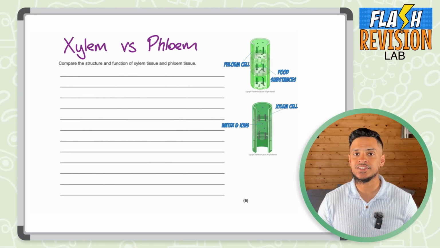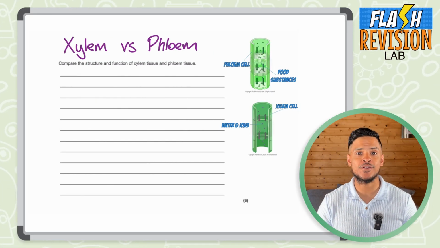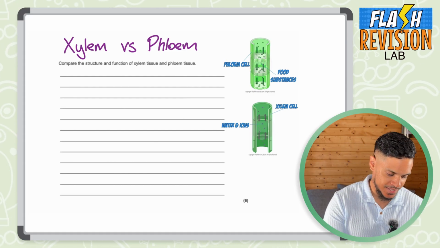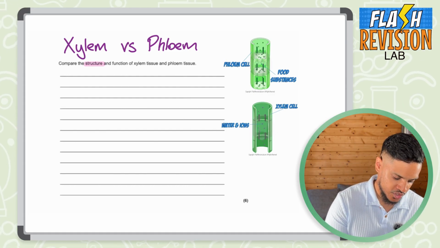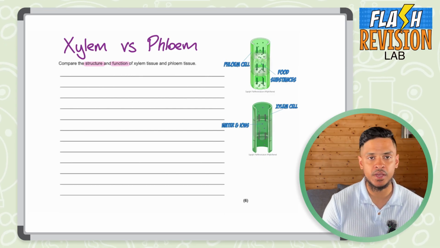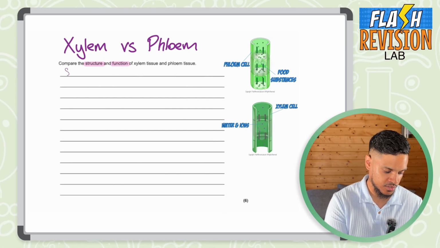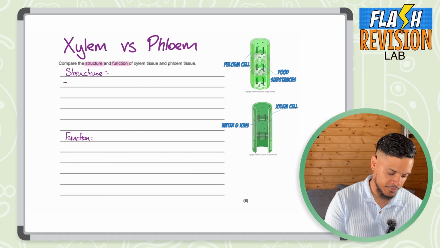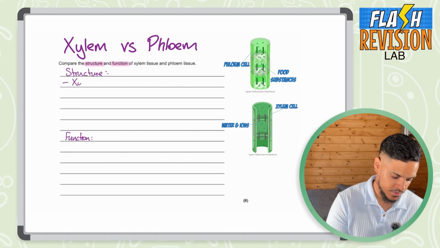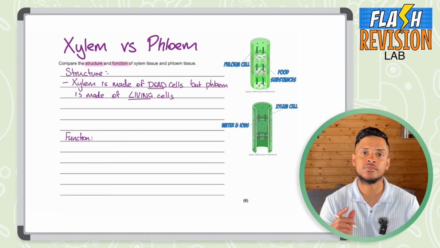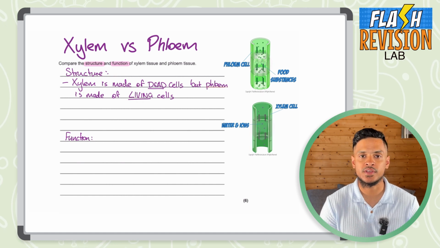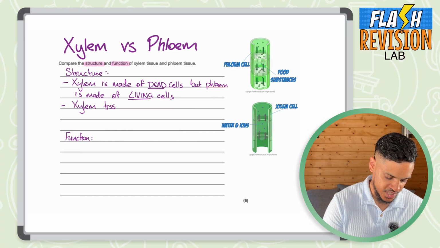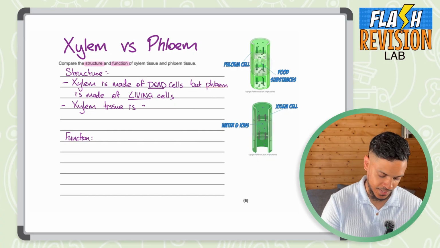Right, what are the differences between the xylem and the phloem? So here we've got a 6 marker on that. So it clearly says compare the structure and function. So let's split up our answer into those two sections. So in terms of structure, the xylem is made up of dead cells, whereas the phloem is made up of living cells. And because the xylem is made up of dead cells, it needs to be strengthened, and it's done with a substance known as lignin. So xylem tissue is strengthened by lignin.